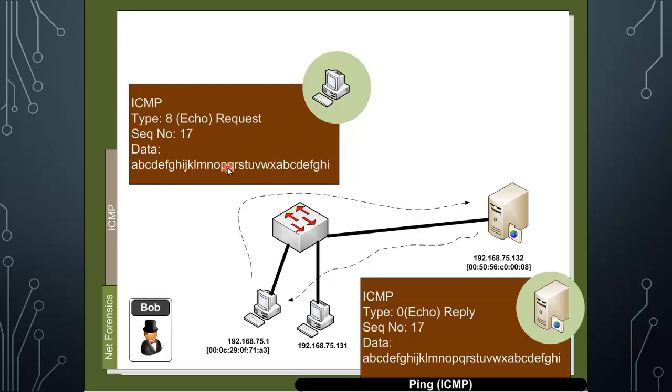So in Windows, this is the data that's actually sent, and then if the machine is alive or our ping is allowed to traverse to that host, then we'll get a reply back. So in this case we have a reply, type 0 as an echo reply, that's the sequence number, and again we're replying back with certain details.